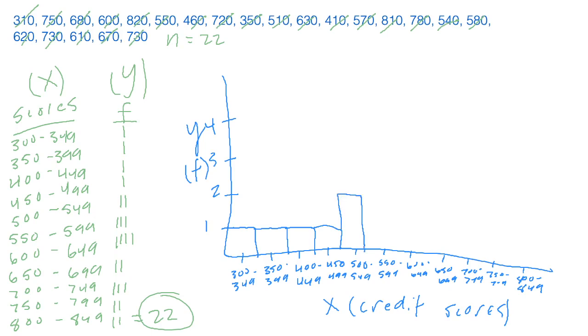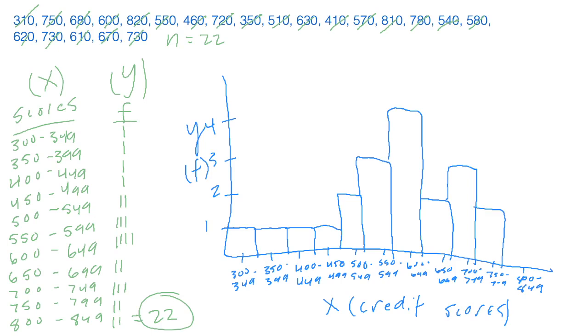We move up to 3 for our next interval here, up to 4 for the next here. If we move over to the 650 to 699, we're back down to 2. See, we're back up to 3. Again, in our 700 range, 750 to 799, we have 2. And then 2 here as well.